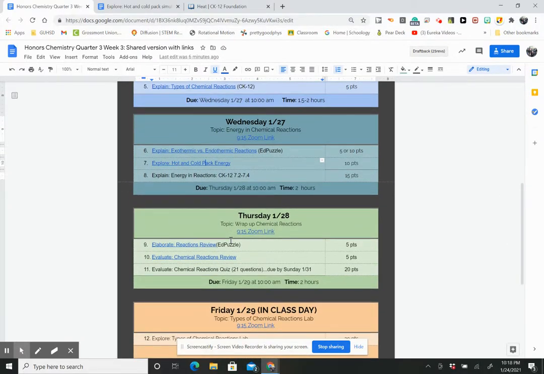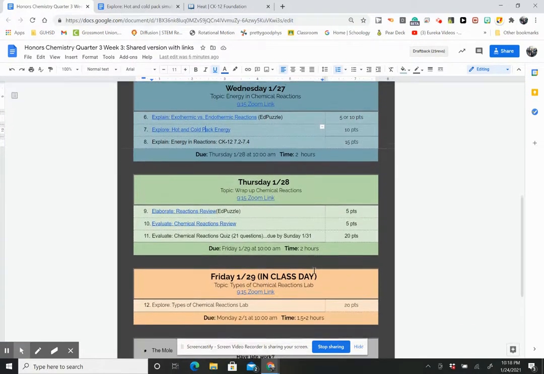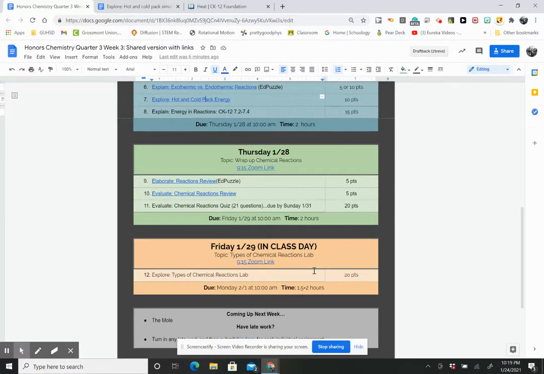And then Thursday is going to be a breakdown of everything that we've done. So you're going to have a review Edpuzzle video on reactions, and it's going to go over some very important notes. I will point out that if I have typed in some specific note, think that that might possibly show up around here for your quiz. Then you're going to have your review, and then after your review, you're going to have your quiz. Please get your quiz finished by Sunday night at 11:59 p.m. And then your Friday assignment is going to be due by Monday at 10 a.m.